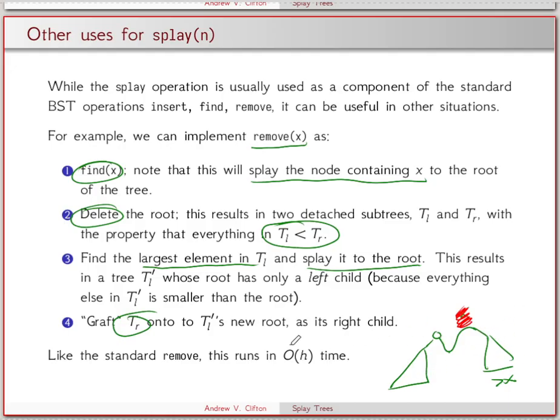So now I have a new tree that doesn't have X inside of it, and it runs in O of H time, where H is going to be the log of the number of nodes if we're using Splay trees for everything else. So it's a more straightforward way of removing things than the messy three-case version that we learned about earlier. There are a few other things that you can use Splay for that are similar to that.